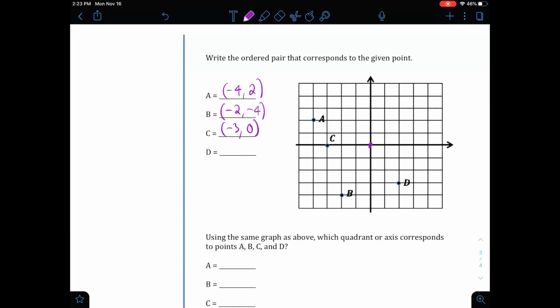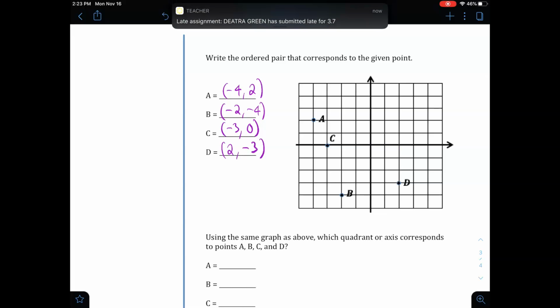Then we have D. It looks like for D we go right 2 and then we go down 3. So right 2, is that positive 2 or negative 2? It's positive 2. And then down 3, is that positive 3 or negative 3? It's negative 3. All right.